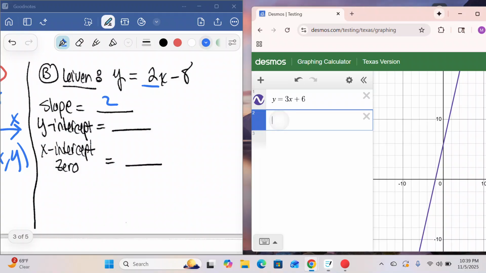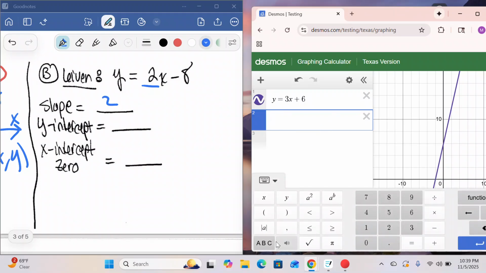Now, what if I want to put both of them there? I want to put y equals 2x plus 0. Well, I can do y equals 2x plus 3. So I'm going to input it. I'm going to put y equals 2x right here, minus 8.